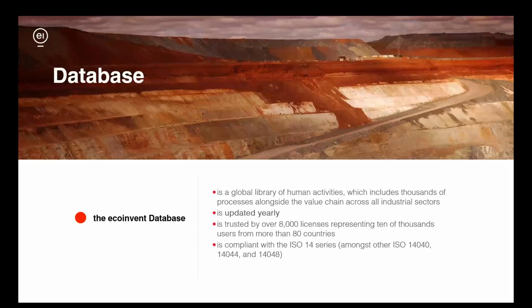The ecoinvent database, that is what has all of us here together this morning, is a global library of human activities. It includes thousands of processes covering the value chain of several products across all industrial sectors. It's updated yearly. It is trusted by more than 8,000 licenses that represent tens of thousands of users in more than 80 countries, and of course is compliant with the ISO 14000 series.